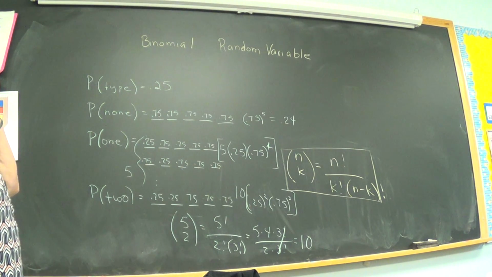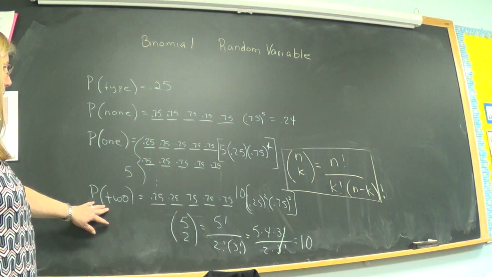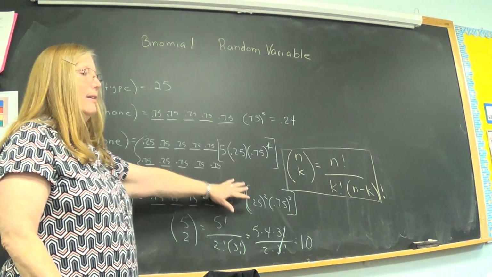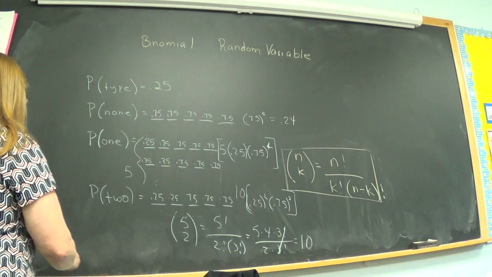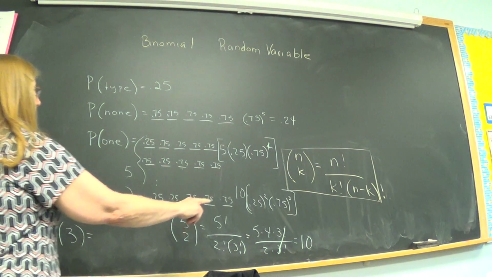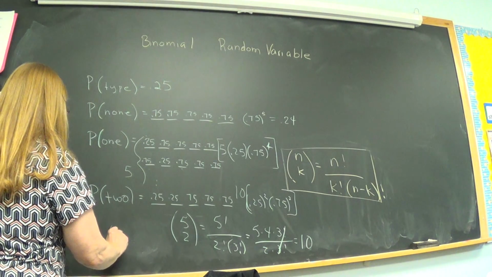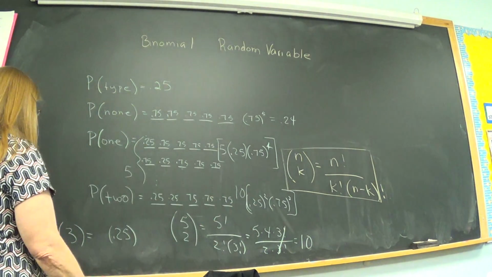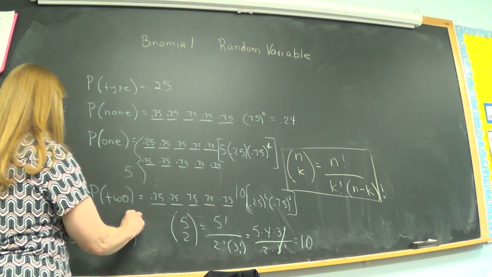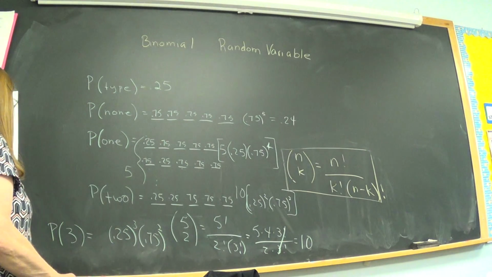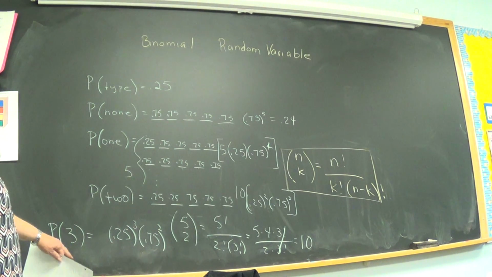All right, so what am I going to do? How can you see the pattern without me writing it out? What's going to happen for the probability of 3? How many times are we going to use 0.25 for 3? 3. And how many are we going to use 0.75? And then we'd have to use math to do 5 over 3.